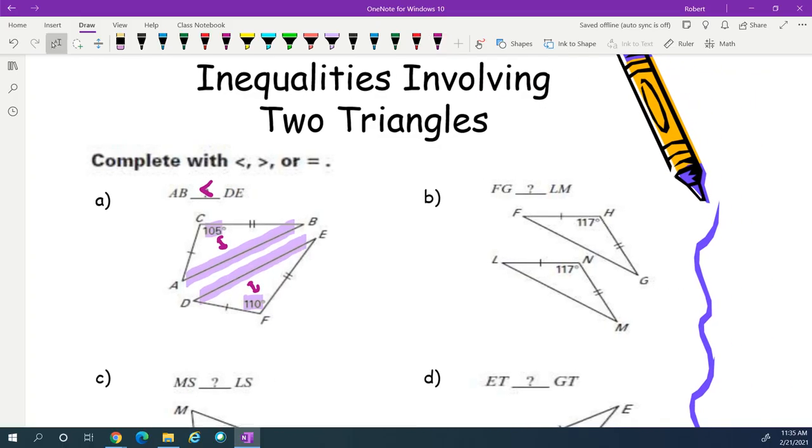In question B, since the angles are the same, the segments are the same. Again, the sides of the angle have to stay the same. They have to remain congruent for these comparisons to work.